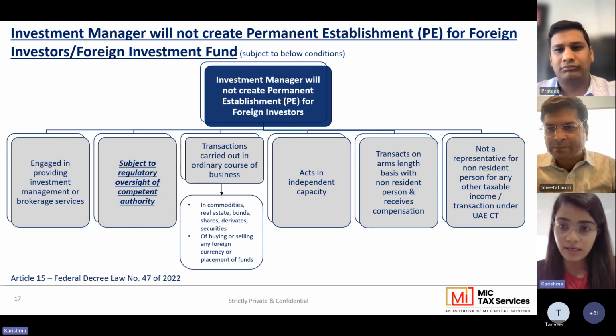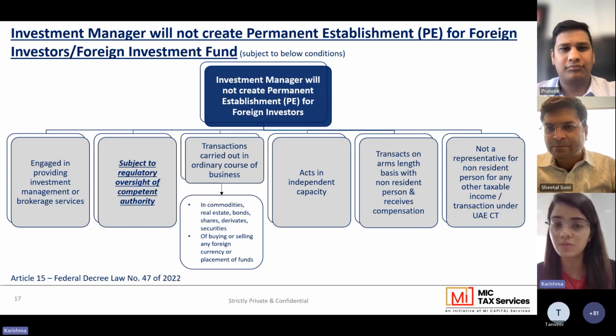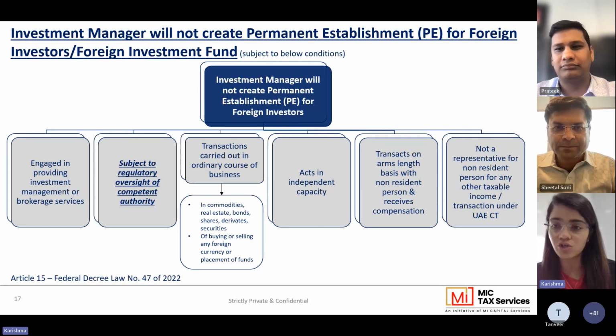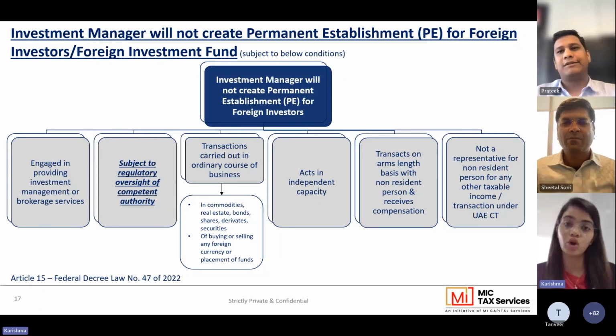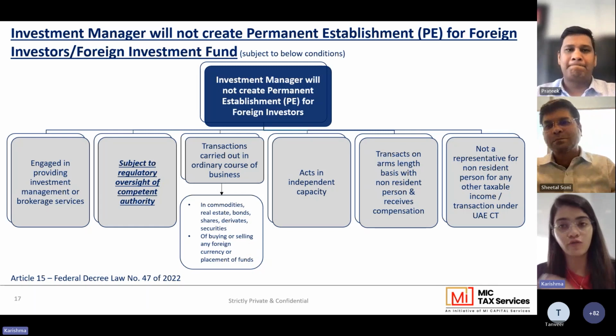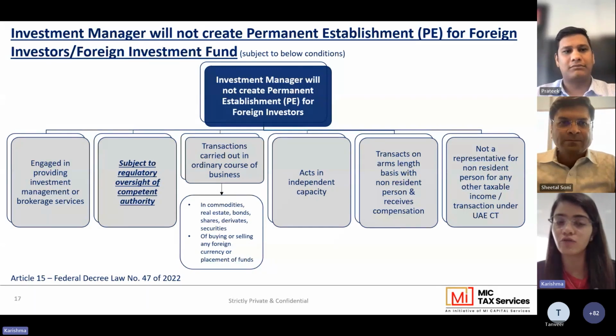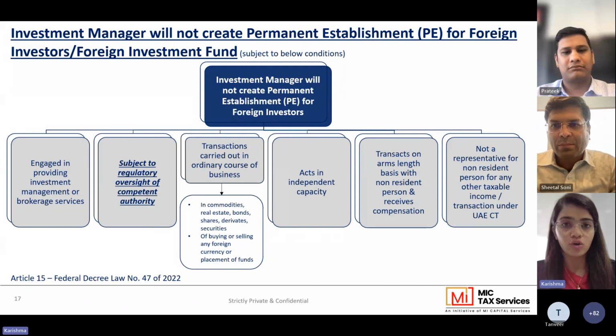Then it acts in an independent capacity. Whatever transactions are carried out with the non-resident person are at arm's length, and it receives compensation for carrying out those services. And the last condition is that it is not a representative for the non-resident person or for any other taxable income derived within the country. So if all these conditions are cumulatively fulfilled together, then an investment manager would not create a permanent establishment for its foreign investors, or if it is working for its foreign investment fund. These are the major conditions given.